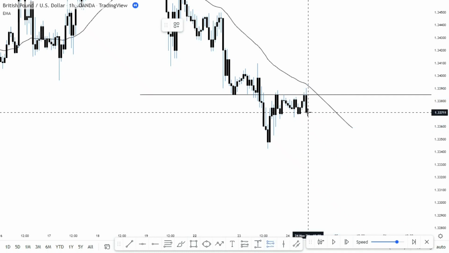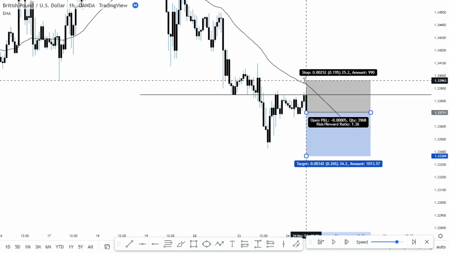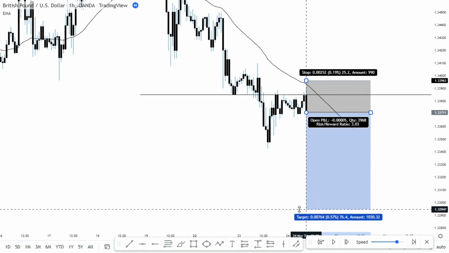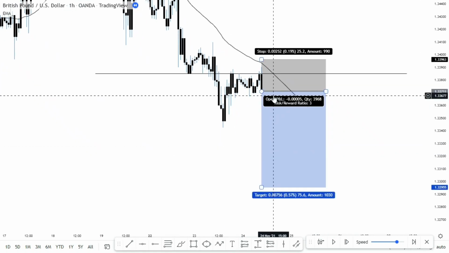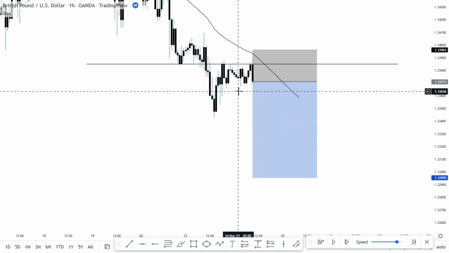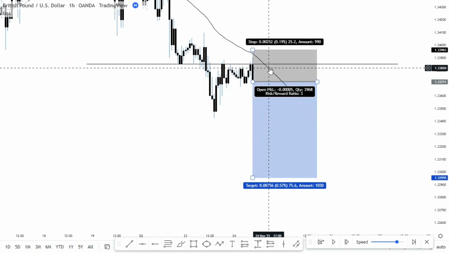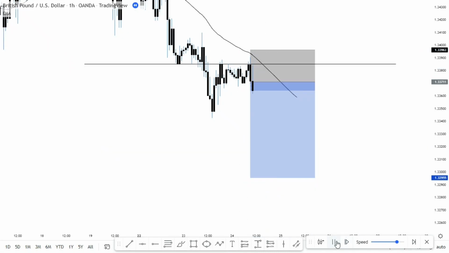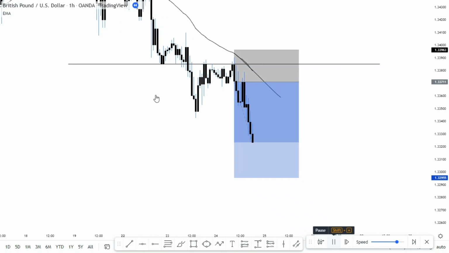and I would enter, say here, just for the video's sake, stops above there, and we would just probably target, let's say 1 to 3, for example, because that's one of my rules. Always target a 1 to 3 risk to reward ratio. But let's play it out quickly, and let's just see how the trade actually went.